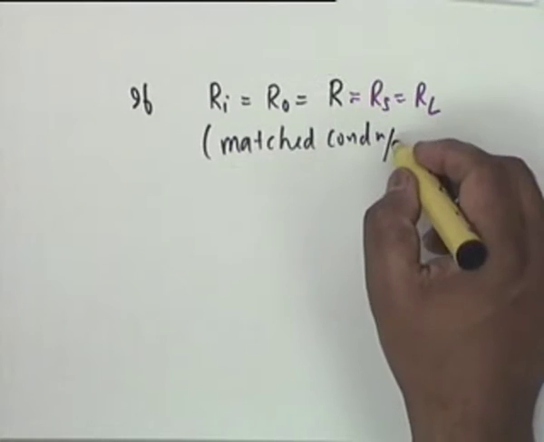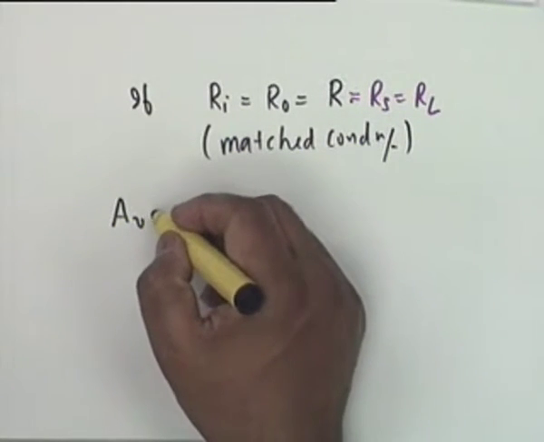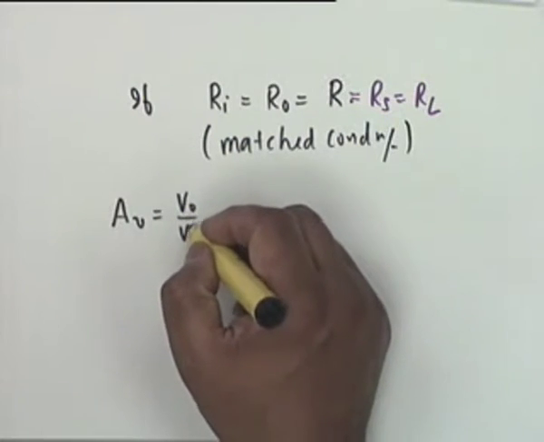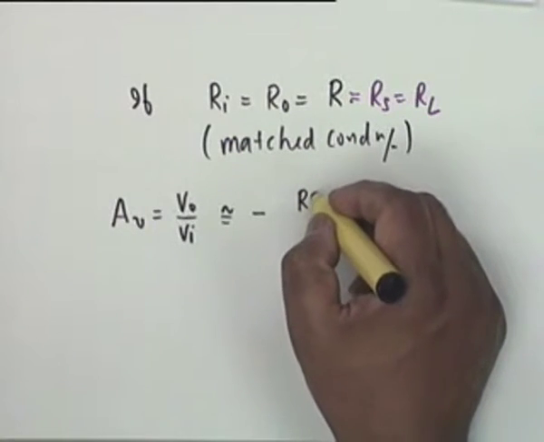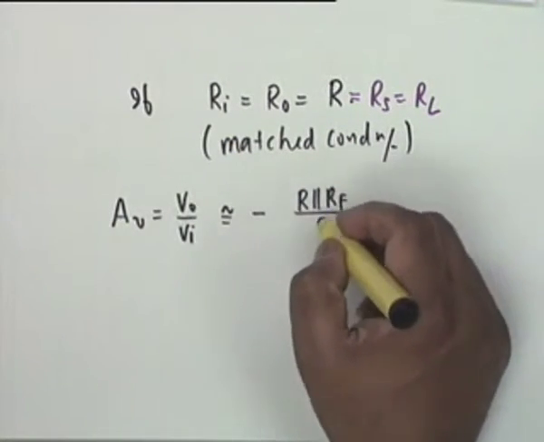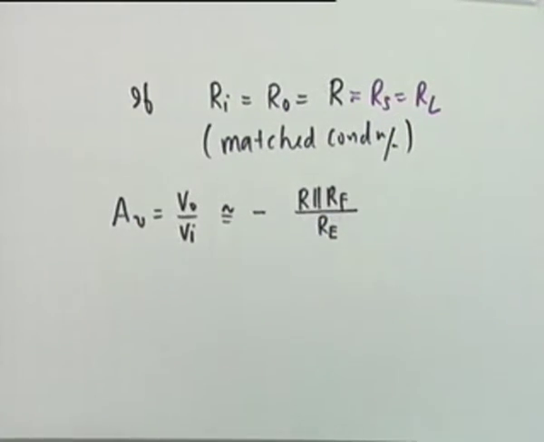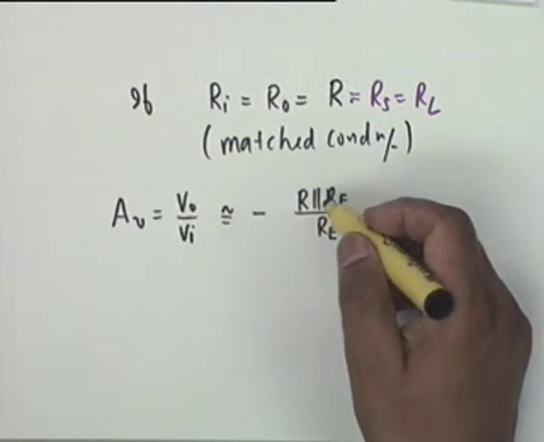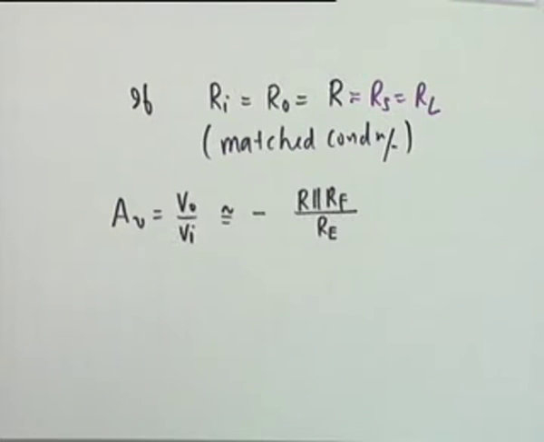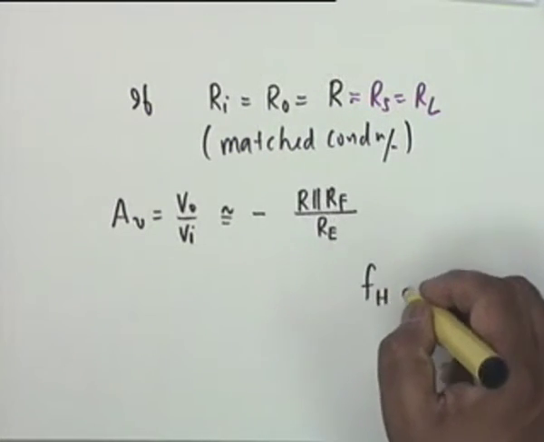Under this matched condition, the voltage gain Sv, which is equal to V0 by Vi, is approximately equal to minus R parallel RF divided by RE. Very simple result. That is, the load resistance and the source resistance, each being equal to R, parallel with the feedback resistance RF, and divided by RE. This is the voltage gain. Please do try to prove these results and also make an attempt to find FH.